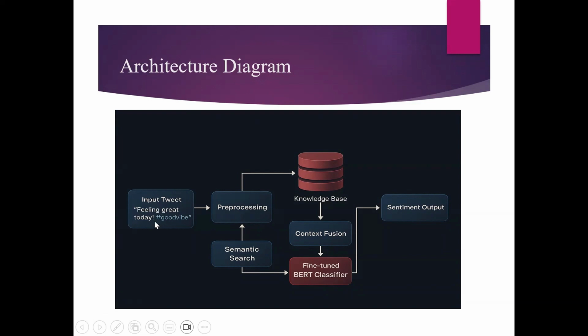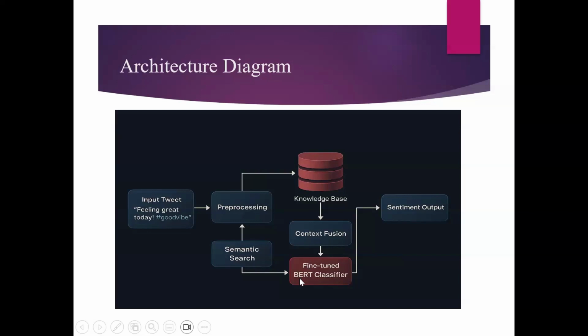taking the input tweet, for example, feeling great today, or some negative sentence, that we are going forward with to the pre-processing step. In the pre-processing step, we are going to eliminate unwanted special characters and everything. Later on, we are searching the knowledge base for similar kinds of sentences. So in the context fusion, we are combining the original sentence from the pre-processing step and the knowledge base one.